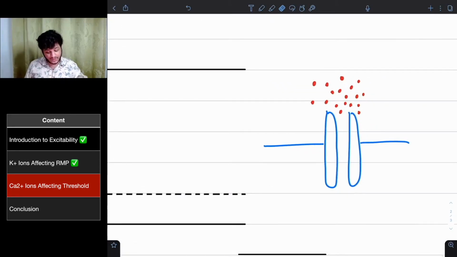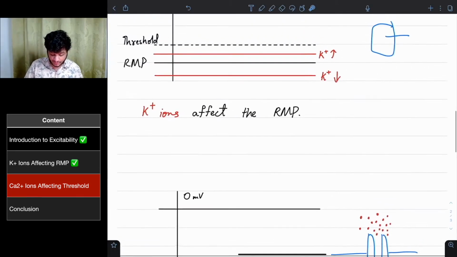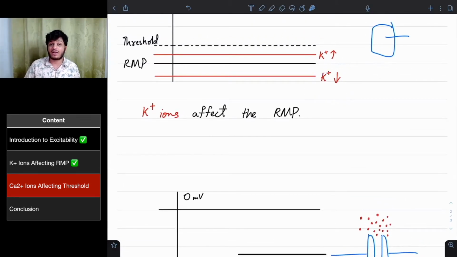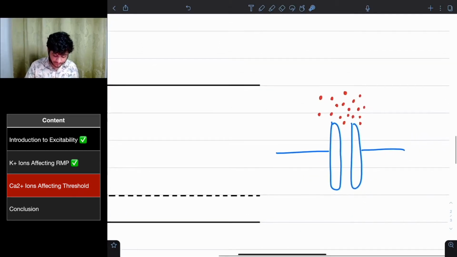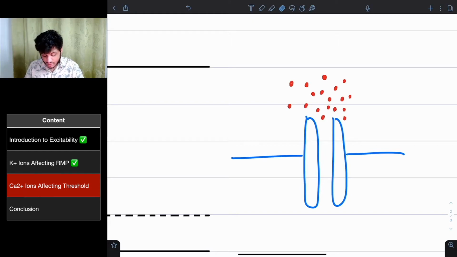Now, suppose we decrease the calcium ion concentration outside of the cell, meaning the calcium ion concentration in the blood decreases, right? That condition is called hypocalcemia, okay? Don't confuse it with this one, which I said is hypokalemia, okay? This one is hypocalcemia. Now, we decrease the concentration of calcium ions outside of the cell. So we're decreasing it now.